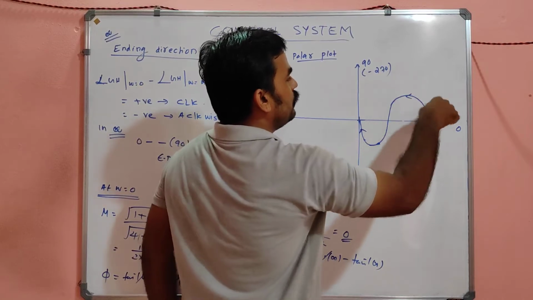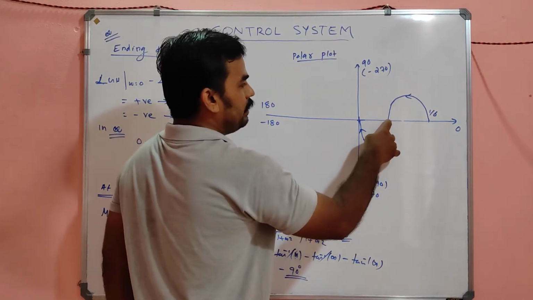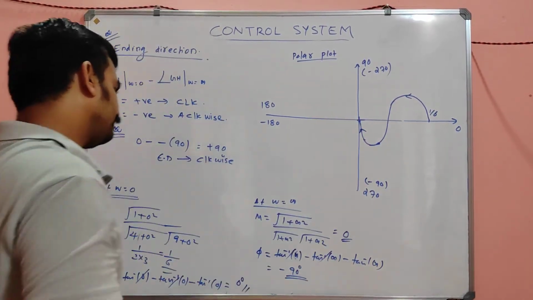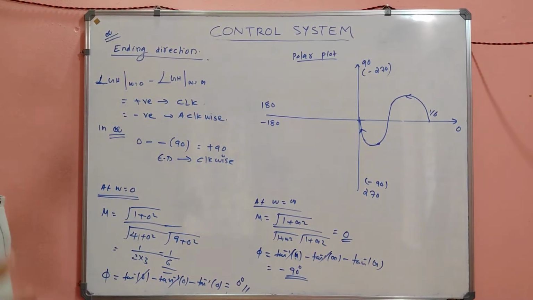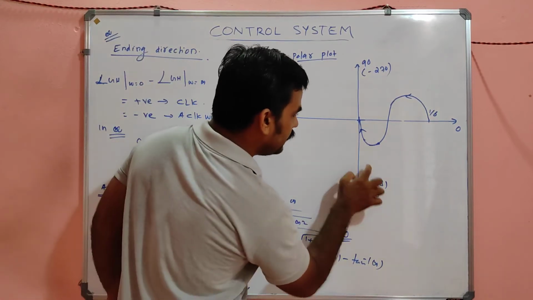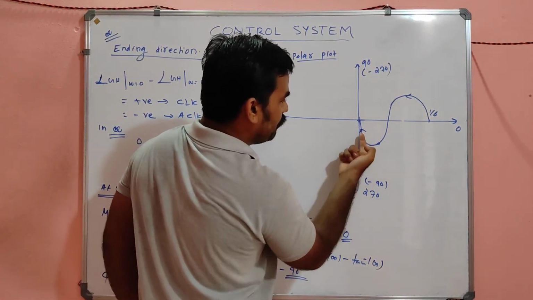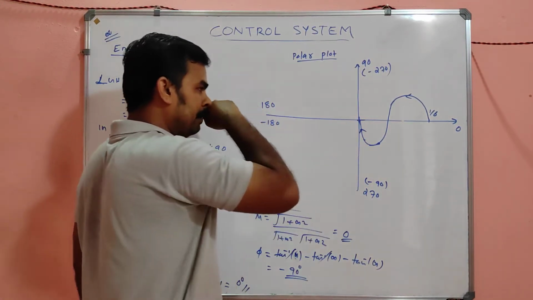In starting we are doing anti-clockwise. In ending we are doing clockwise. That's all. Here in ending we are using what, my dear? Clockwise. And minus 90 is the ending. See, minus 90 I am ending. Correct na? Minus 90 I am ending.